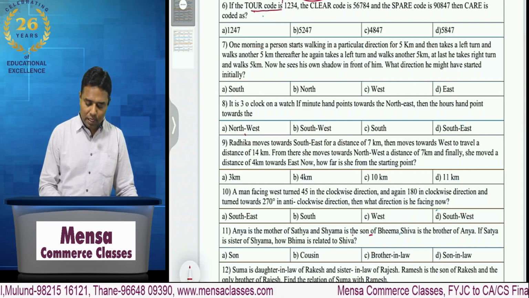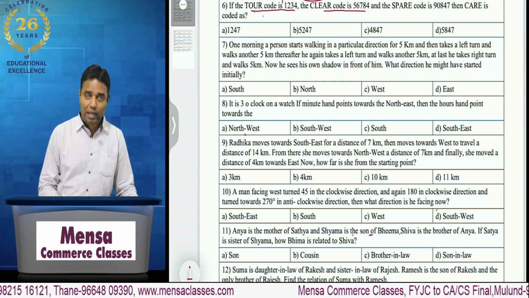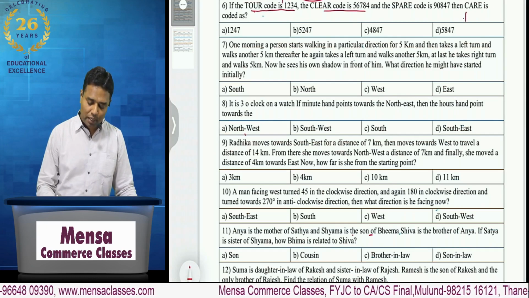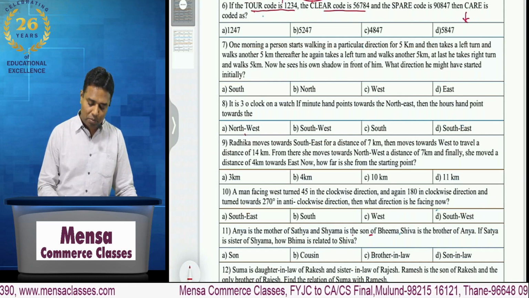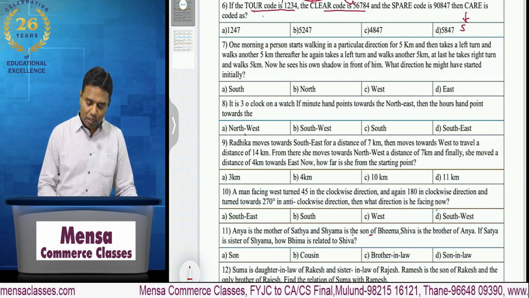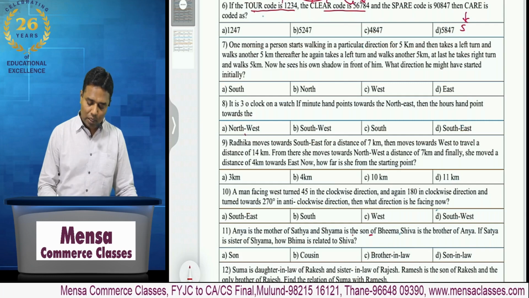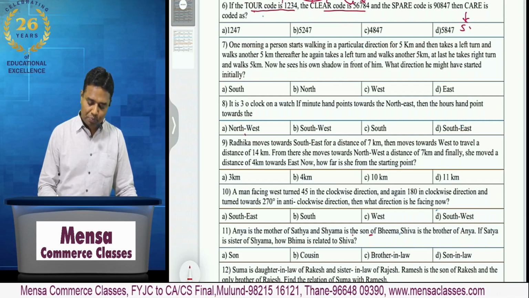Tour is written as 1, 2, 3, 4. Clear is 5, 6, 7, 8, 4. Spare is so and so. We want the code for care. Care, again C. Where do I get the number from? Clear, that is 5. A, where do I get A from? Clear again, the second last one, that is 8.